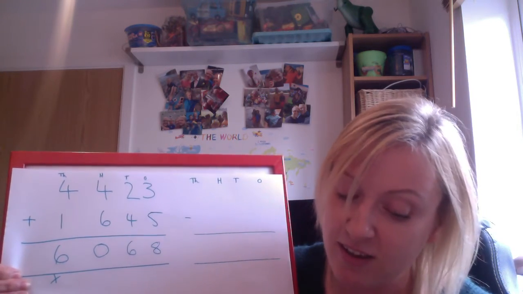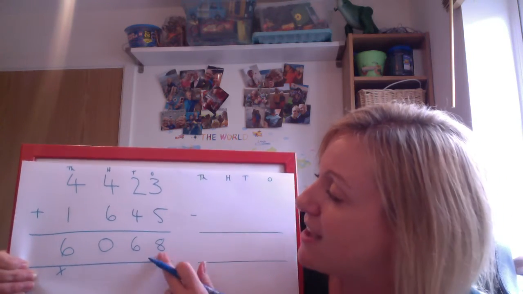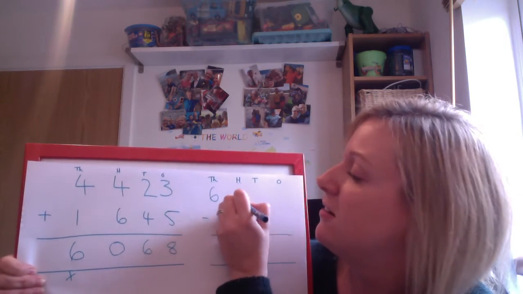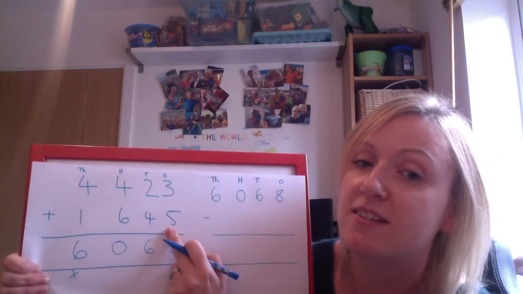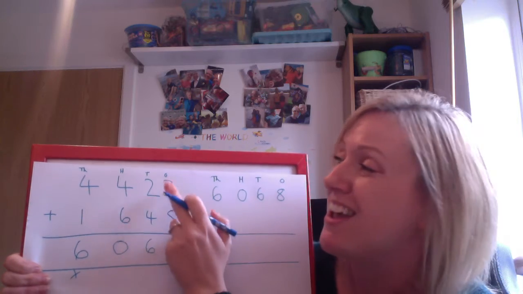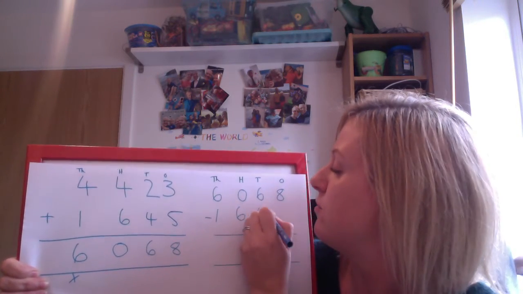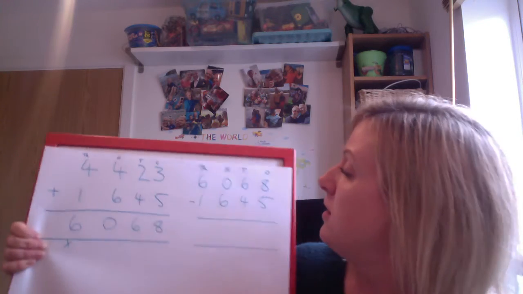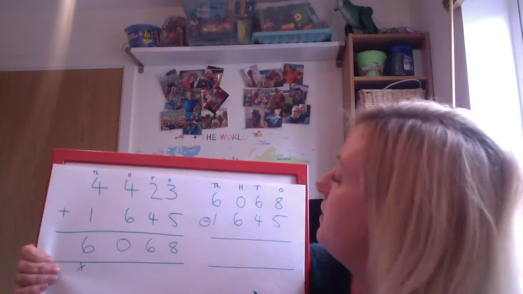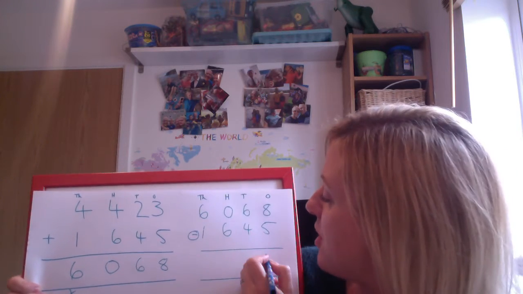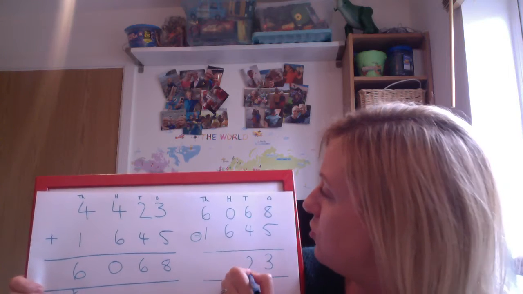different answers here and pop them into the question over here. So I'm now going to take my 6,068 and I'm going to subtract 1,645 from it. It should give me this as its answer, 1,645. So I'm subtracting. Remember my operation that I'm doing over here. 8 take away 5 gives me 3. 6 take away 4 gives me 2.